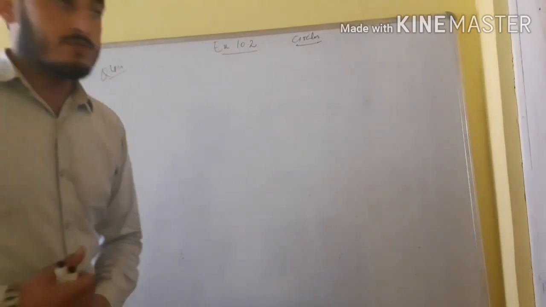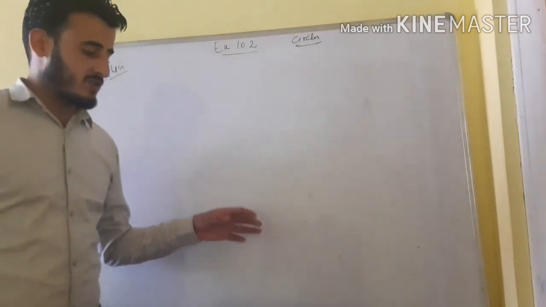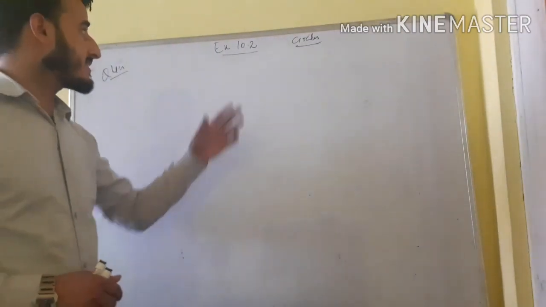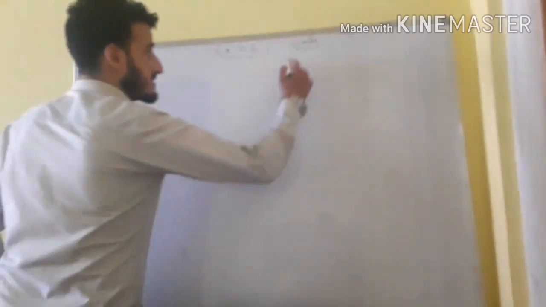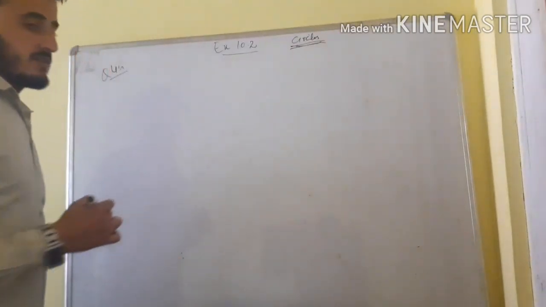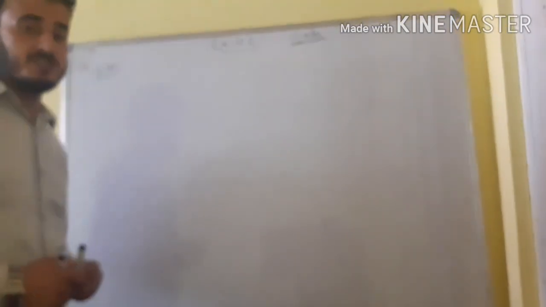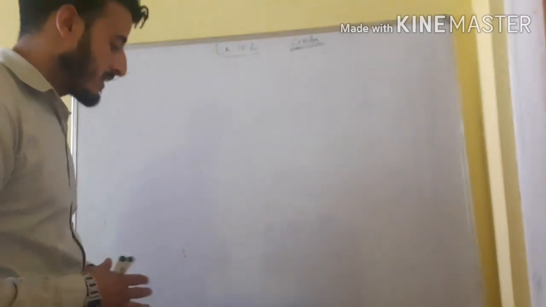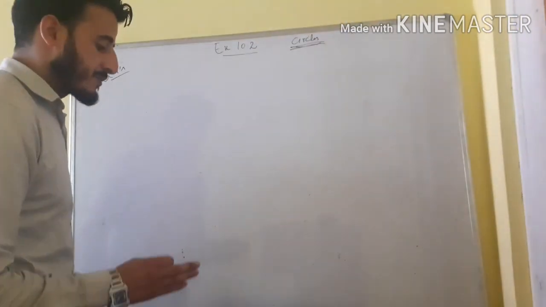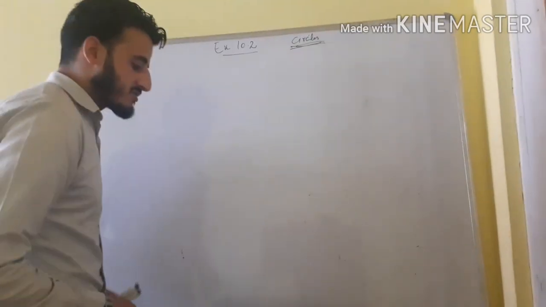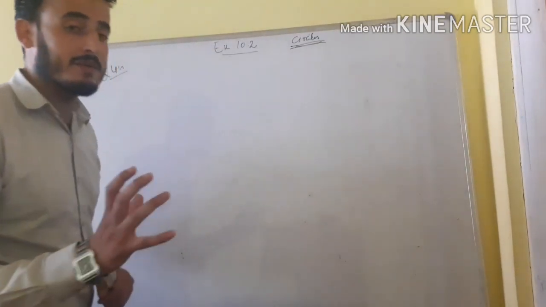Assalamu alaikum everyone. Today in this lecture we discuss question number 4 of exercise 10.2 of the circles chapter. Earlier we have done the question number 3 from the exercise. Now coming to question number 4. The question number 4 is here. Prove that the tangent drawn at the ends of the diameter of a circle.